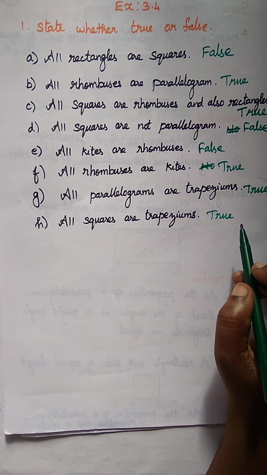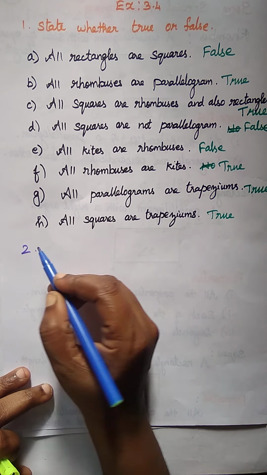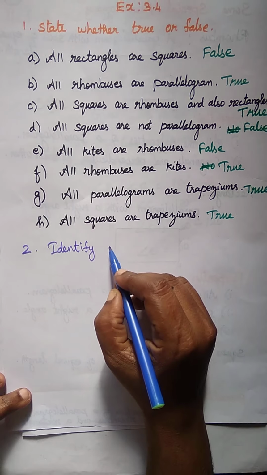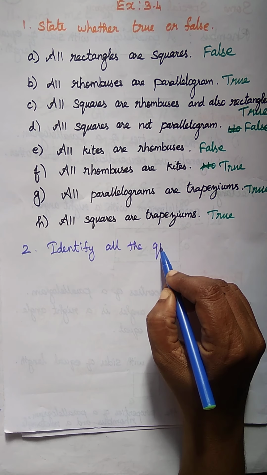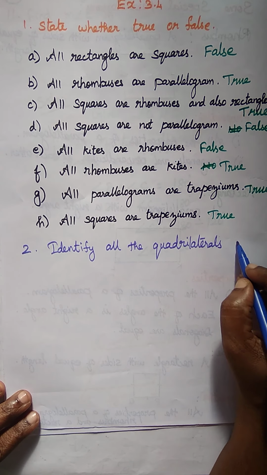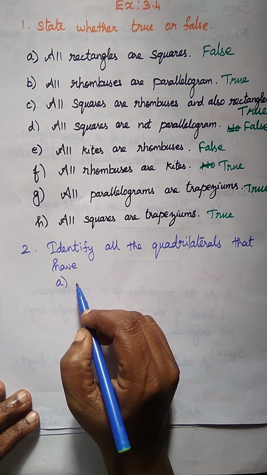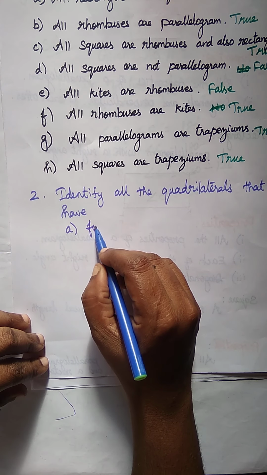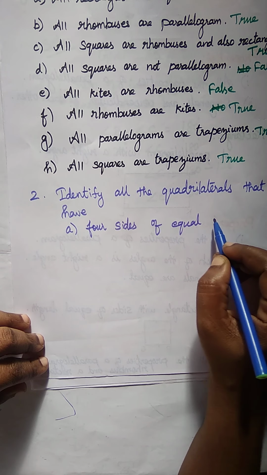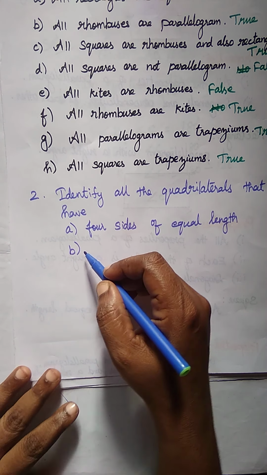Okay, next, question number 2. Identify all the quadrilaterals that have, first, four sides of equal length. Second, four right angles.